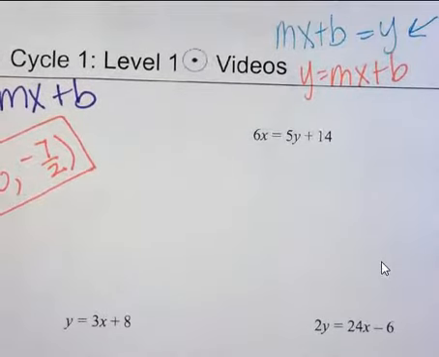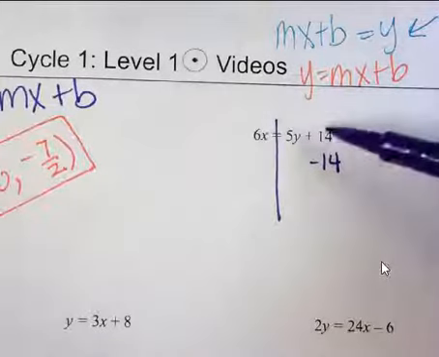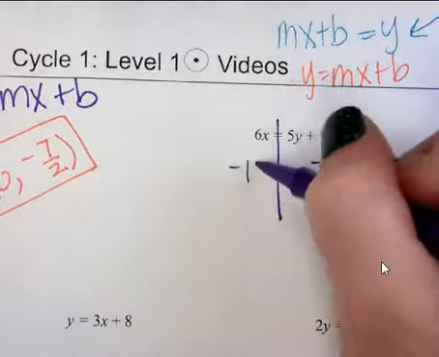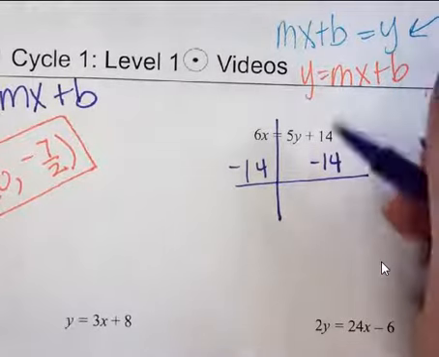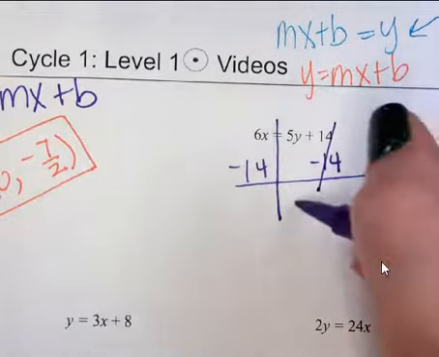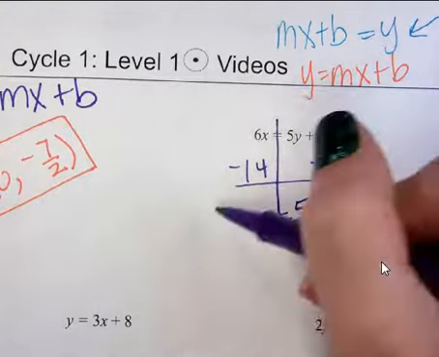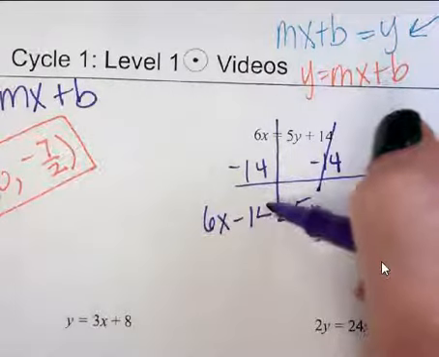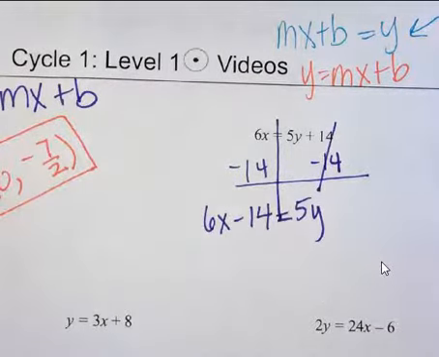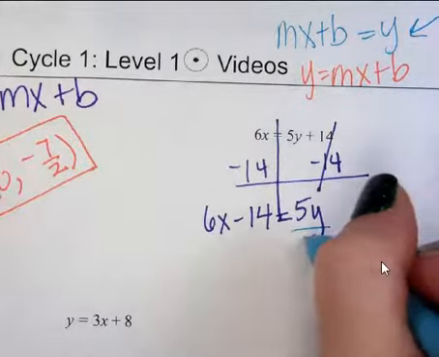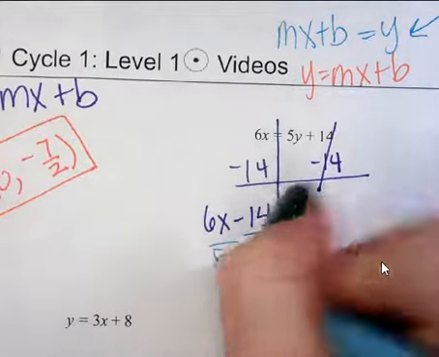And instead of moving the 5y over to the left, I'm just going to leave it. And instead, I'm going to move the 14. So I'm going to subtract the 14 because it currently says plus 14. And I'm going to do the opposite of that. So positive 14, negative 14, they cancel to 0. So I have 5y equals. Remember, these are not like terms, so I'm just going to have 6x minus 14. And then now all I have to do is get the 5 away from the y, by using division. So I'm going to divide by 5 all the way through.